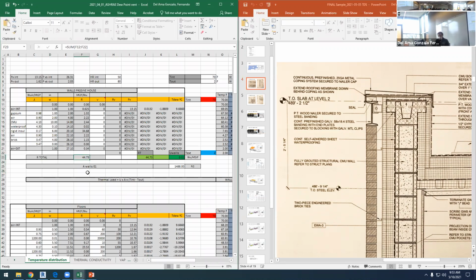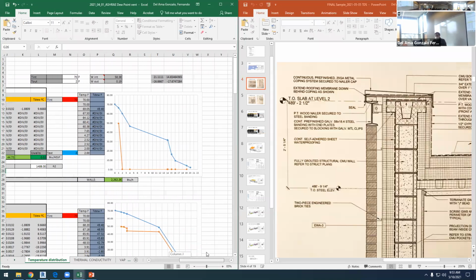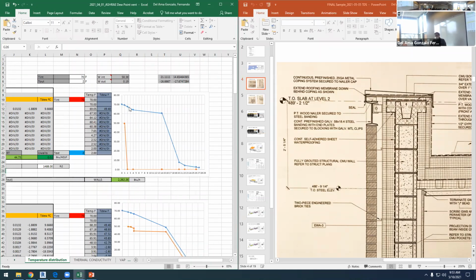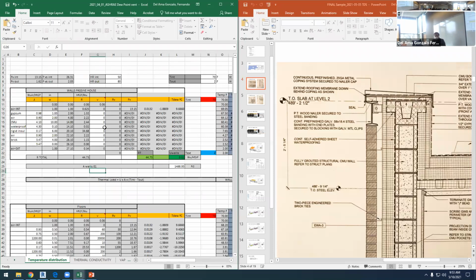So the R value of this wall would be 44.73. It's quite good. I mean, it's almost a passive house, and this is what I was expecting from this wall. Okay, so here we have the graphic. This is the temperature. What about the dew point temperature, this orange line? Well, we haven't selected any vapor resistivity yet, so we can do it.